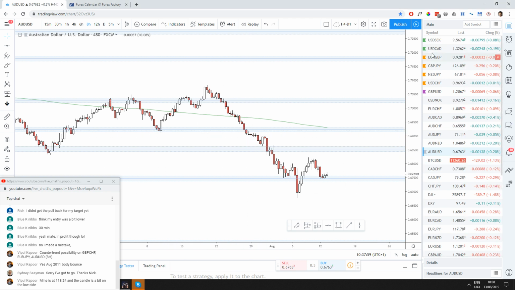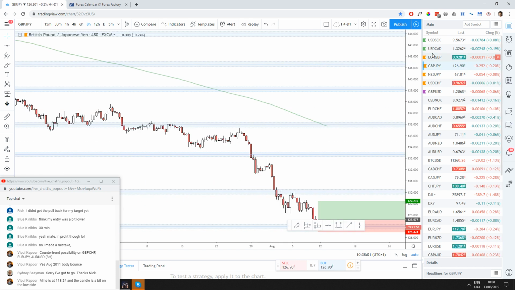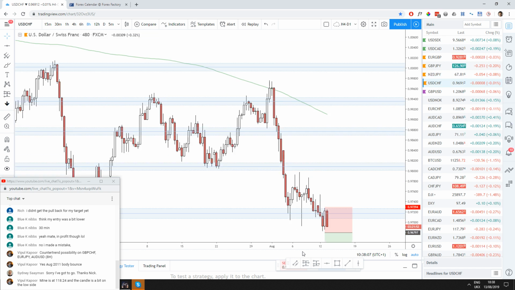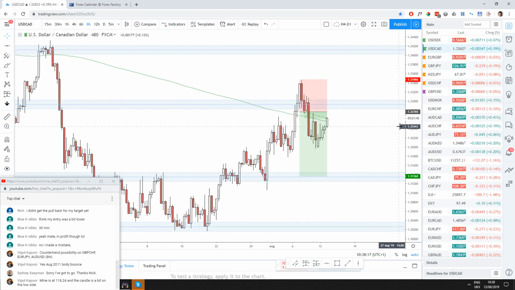So yeah. For me, these are the setups I'm looking at, guys. EURGBP, GBPJPY, New Zealand JPY, USDCHF. USDCHF looks like it's getting some momentum behind it. So this continuation might end up working out well.